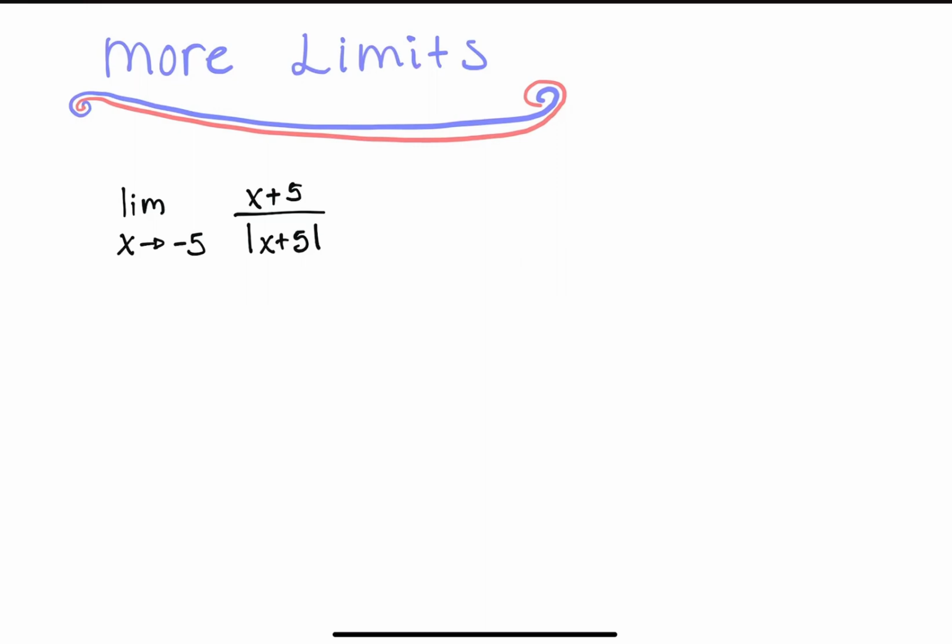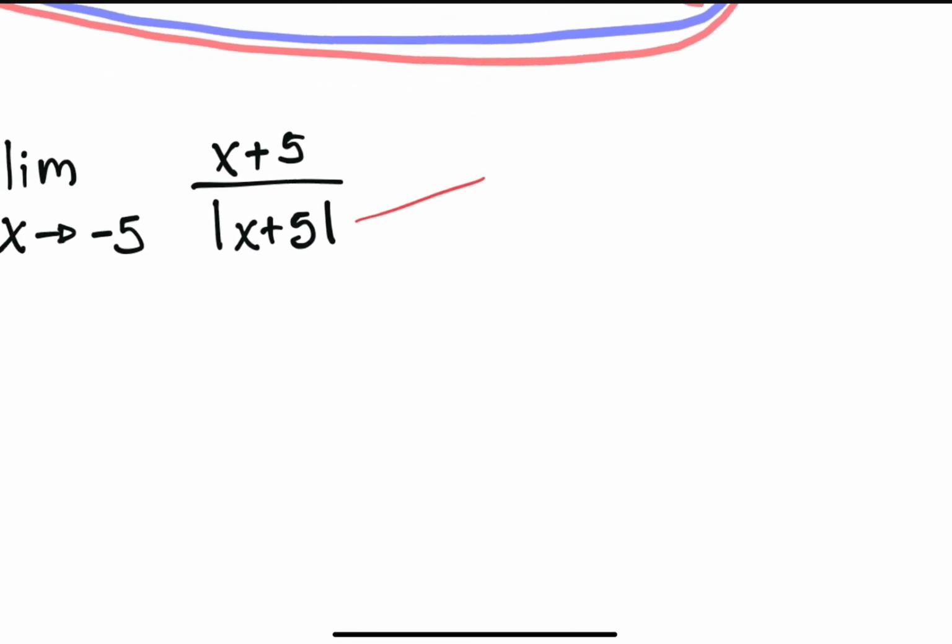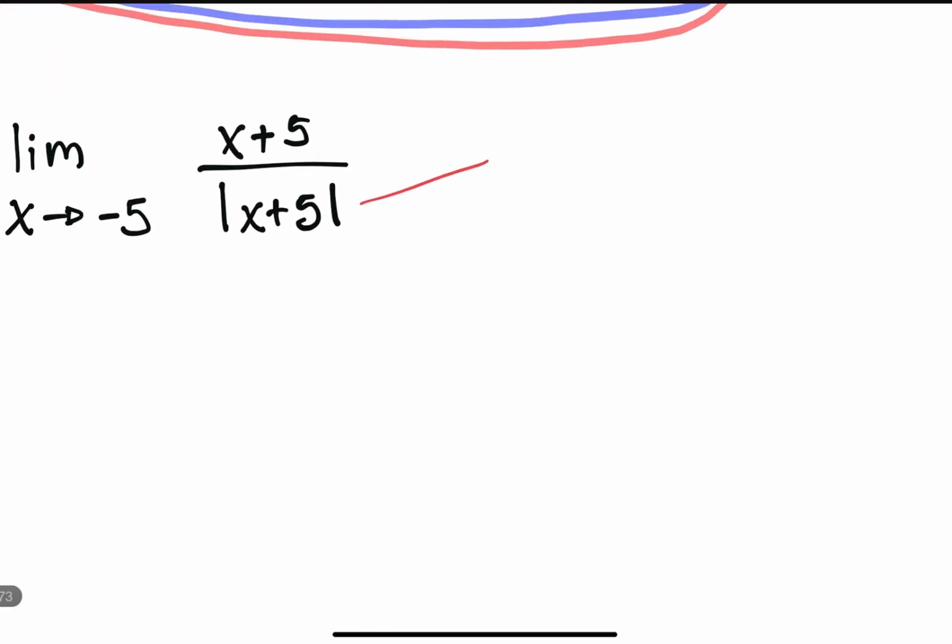Hey guys, so I'm going to show you how you would do a problem that looks like this, if we're looking to see the limit as x is approaching -5 of (x + 5) over the absolute value of x + 5. So the first thing I want you guys to know is that if you see an absolute value in a problem, absolute values usually indicate that you're going to be working with some type of piecewise function.